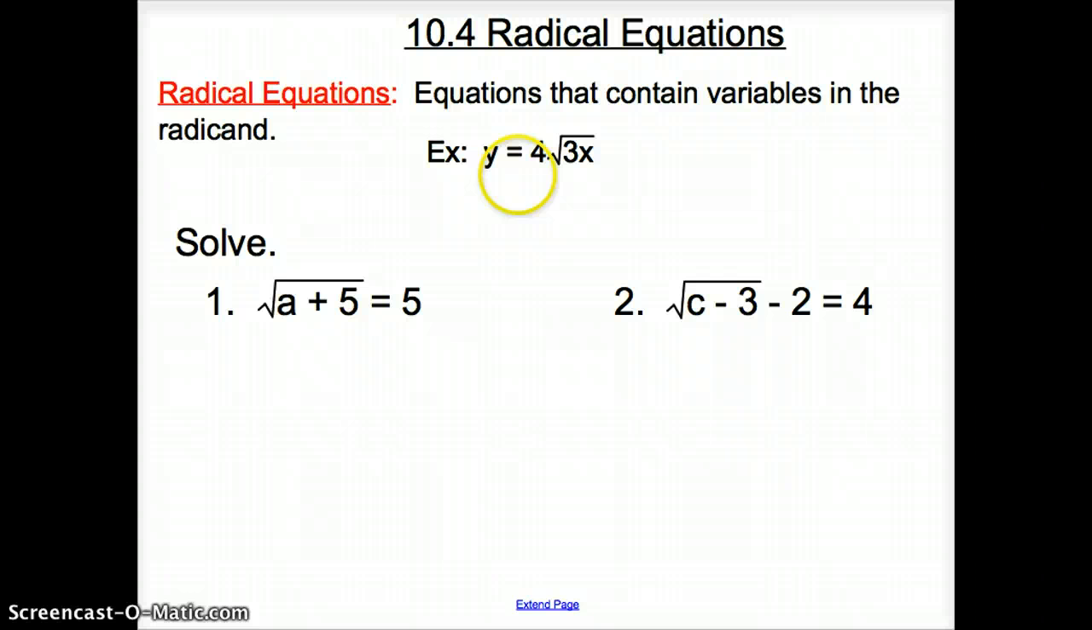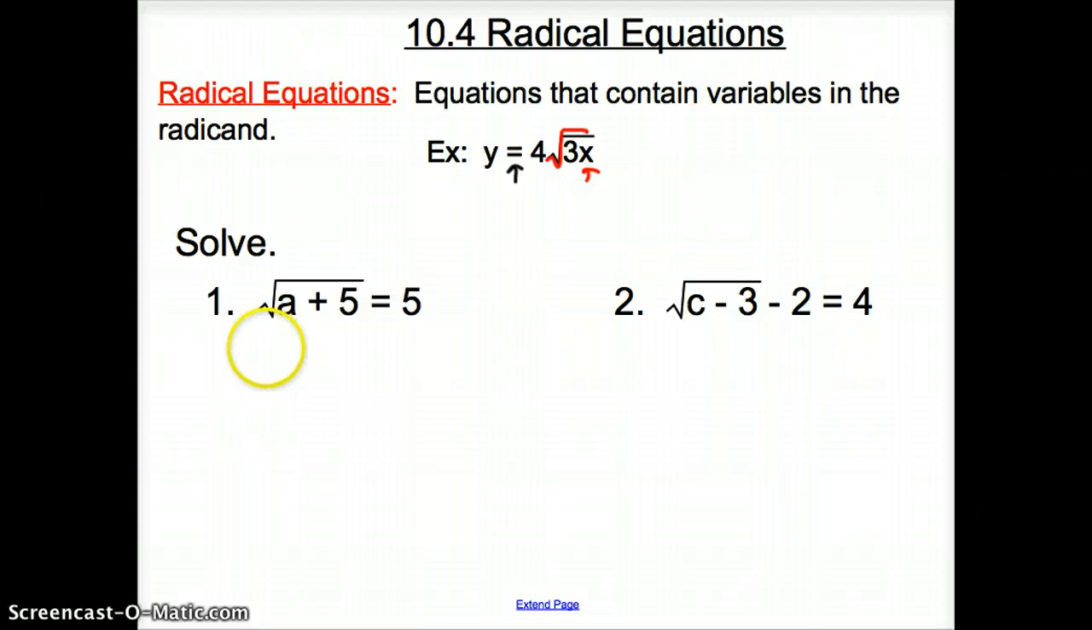So please remember, we have an equation now because we have an equal sign, and since we have a radical sign, if we have a variable underneath that radical sign, which we do right there, which is x, we have radical equations. So let's take a peek at some of these problems.